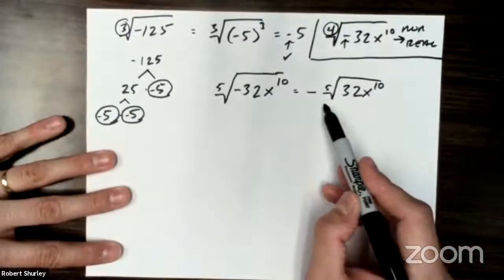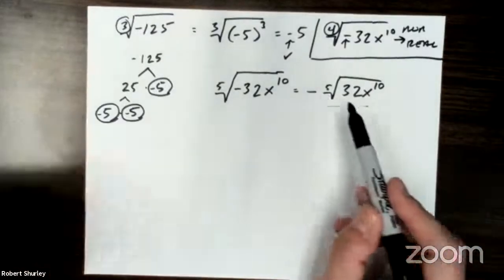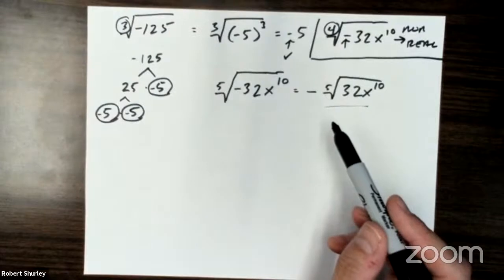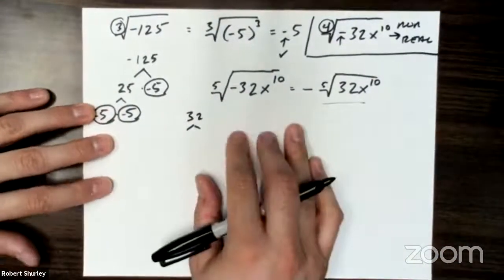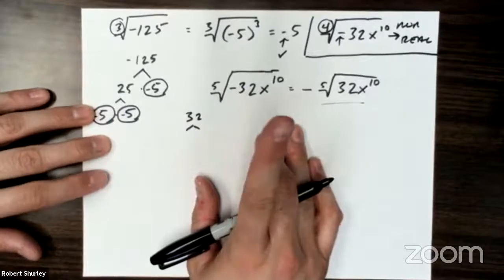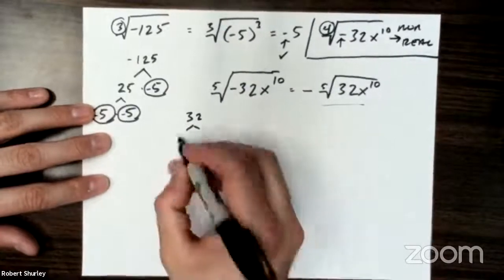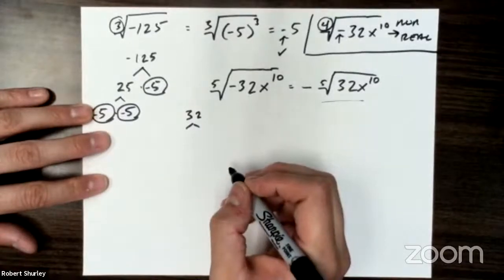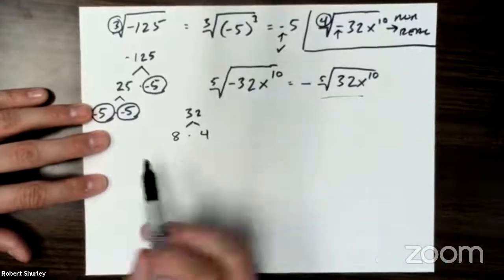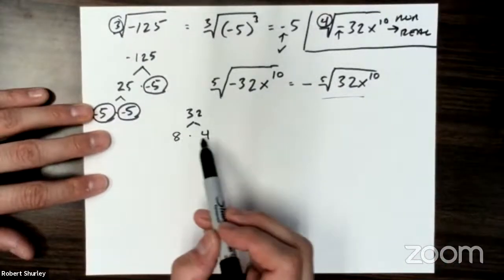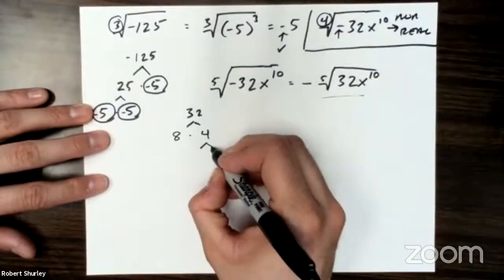So now let's go back to the negative fifth root of 32x to the 10th. Let's look at this 32 and break it down. I know 32, is it 6 times 6? No, it's not 6 times 6. 8 times 4, right? Yeah, 8 times 4 is 32. Neither one of those is prime, and they don't match. So let's just keep going.